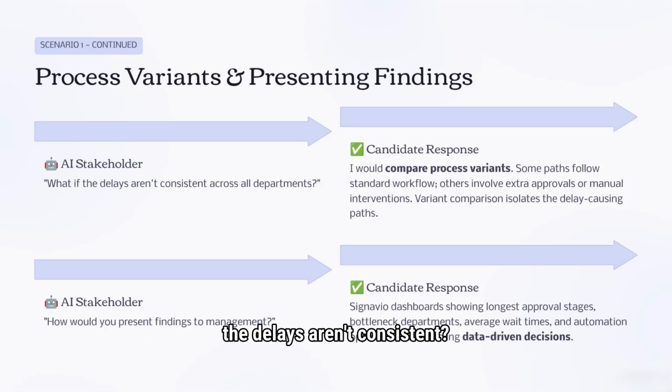AI stakeholder: What if the delays aren't consistent? Candidate response: I would compare process variance. Process mining often reveals that some approval paths follow the standard workflow while others involve additional approvals, manual interventions, or exception handling. By comparing variance, I can isolate the paths causing delays. AI stakeholder: How would you present findings? Candidate response: I would use Signavio dashboards to show longest approval stages, departments causing bottlenecks, average waiting time, and potential automation opportunities. This enables management to make data-driven improvement decisions.